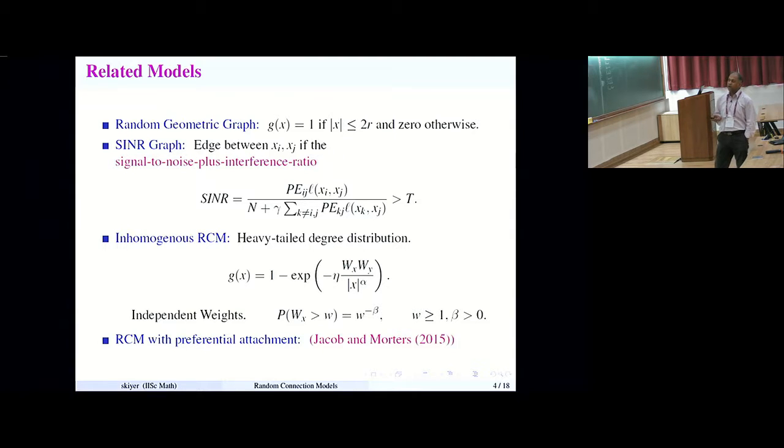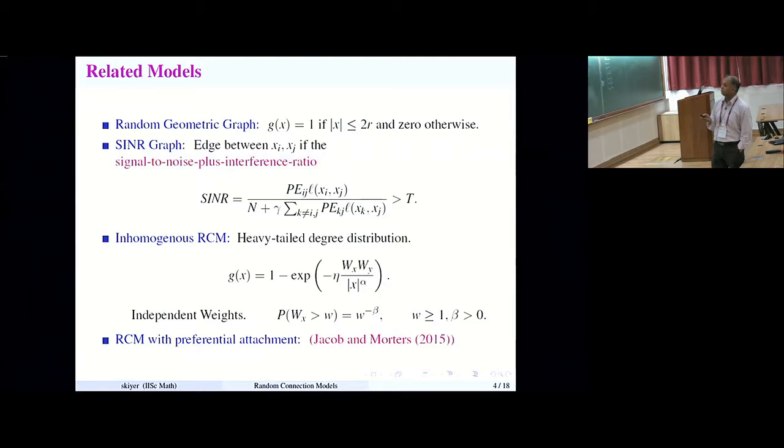So the connection function would be something given like this. You can think of these vertices as not being homogeneous, but having different weights. Like you have a large city or a website which attracts a large number of connections and so on. So you have this inhomogeneity which is not quite coming from the underlying distribution of the points, but from the weights that are attached to it. Okay.